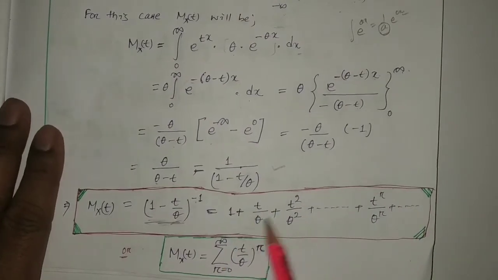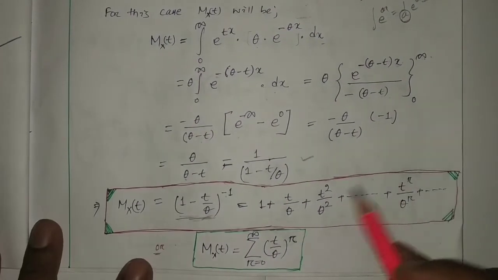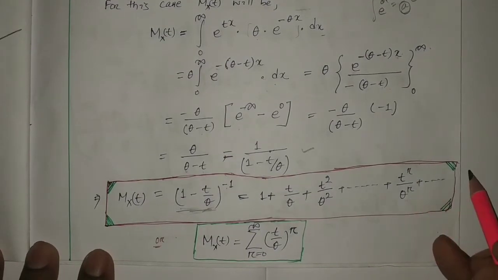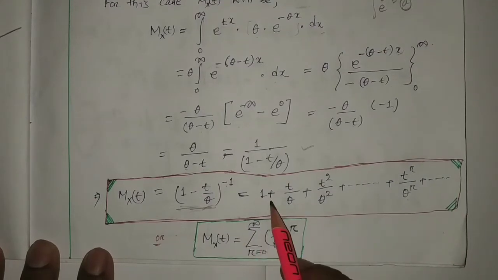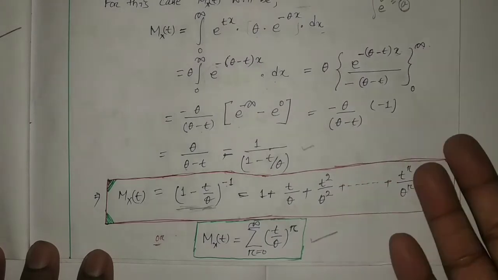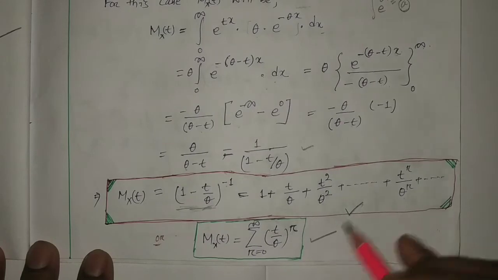1 plus t by theta plus t square by theta square plus so on, t to the power r by theta to the power r plus so on. Or in summation format, we can write this expansion as M_X(t) equal to summation over r equal to 0 to infinity of (t by theta) to the power r. If you put r equal to 0, you get 1, put r equal to 1, t by theta, put r equal to 2, t square by theta square. So anyone you can use for any purposes to solve the problems, either this one or this one, same thing.